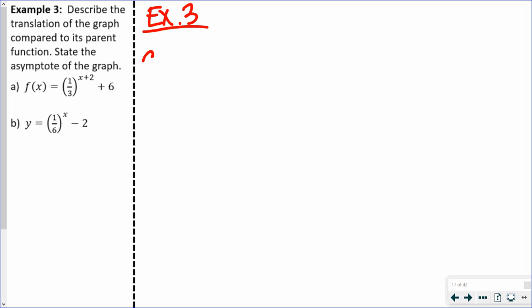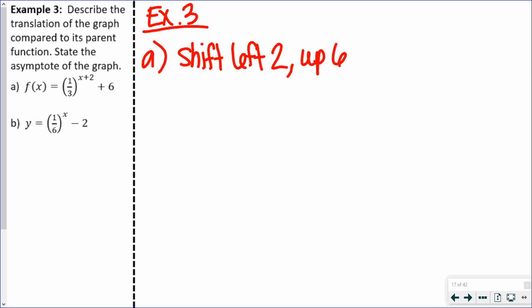All right, so part A, you should have x plus 2 means we shift left 2. It's opposite of what it looks like. And the plus 6 at the end means we go up 6. And then your asymptote is y equals 6. Now remember, for the asymptote, you can't just write the number 6. If you do that, you'll lose half a point. You have to write the equation y equals 6.